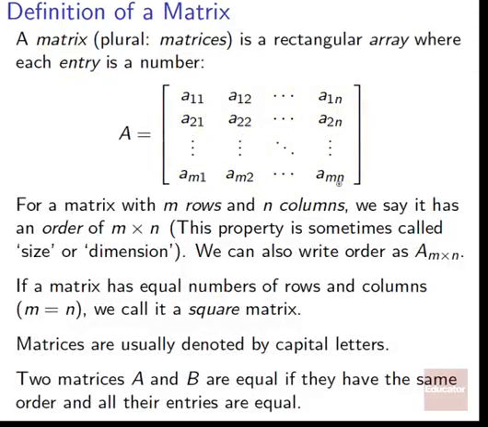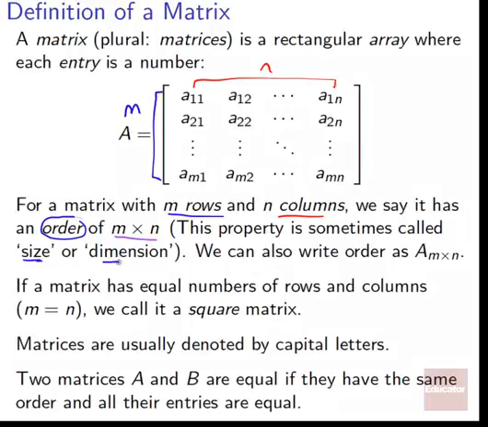All right, for a matrix with M rows and N columns, so notice that it has M rows and N columns, we say it has an order of M by N. So we can put these two things together to talk about the order of the matrix. This property is also sometimes called size or dimension. Those are sometimes used as synonyms for order. For the most part, we'll just use order in this course, but I might say size occasionally.